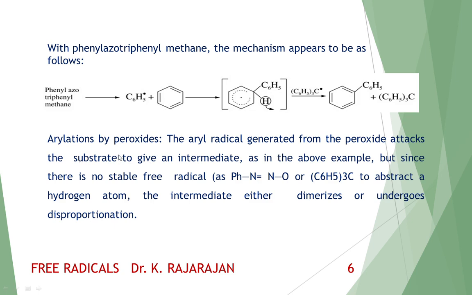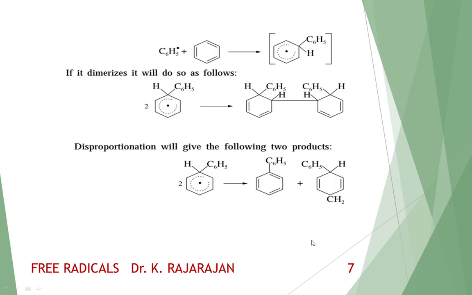Arylation by peroxides. The aryl radical generated from the peroxide attacks the substrate to give an intermediate as in the above example, but since there is no stable free radical to abstract a hydrogen atom, the intermediate either dimerizes or undergoes disproportionation. So if it dimerizes, it will do so as follows. The dimerization reaction is shown here, whereas the disproportionation will give the following two products.